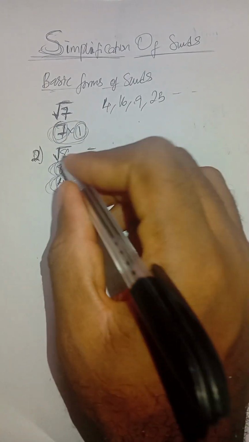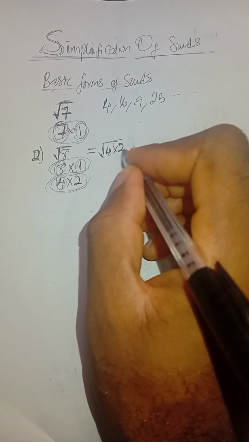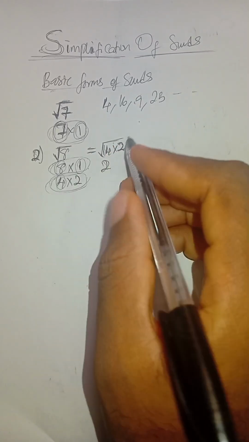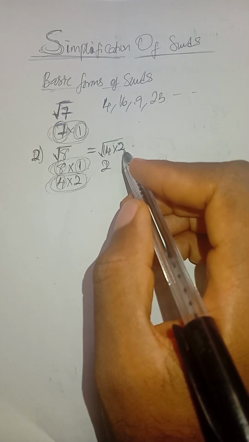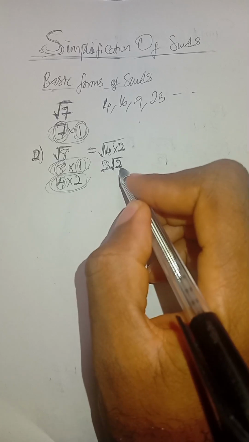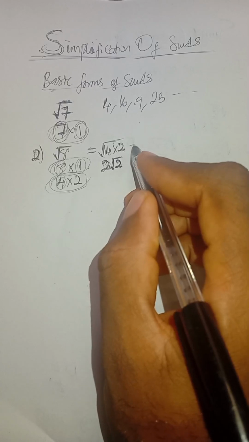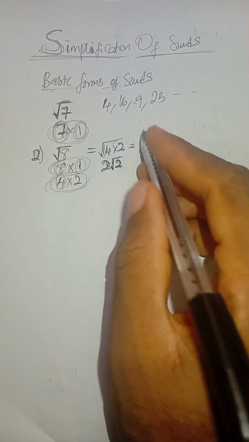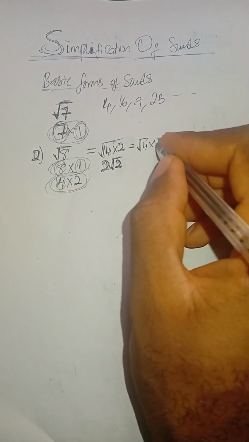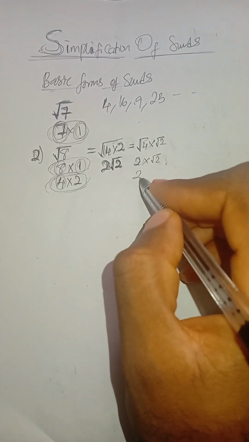So root 8 will be equal to the root of 4 multiplied by 2. So the square root of 4 is 2. The square root of 2 is not a perfect square, so it will remain in its basic form. That's root 2. If we apply the multiplication rule, we can separate the two numbers. So this is root 4 multiplied by root 2. So root 4, which is 2, multiplied by root 2, same thing as 2 root 2.